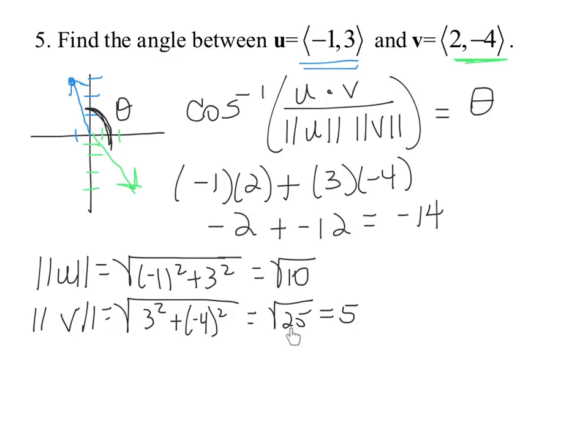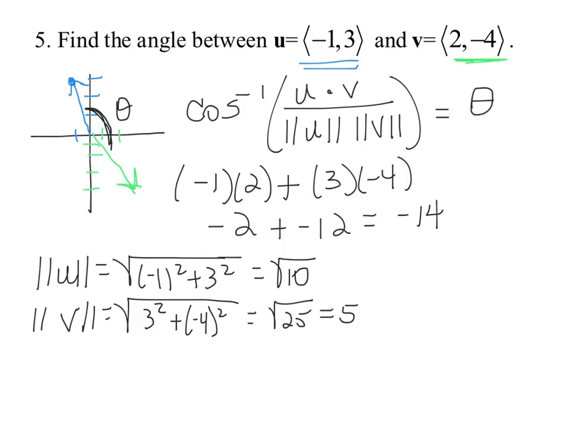So this is the square root of 25. I can go ahead and simplify that to 5, so I'm going to. It'll just make it easier for me. I don't need to keep that as the square root of 25. I could if I wanted to, but it doesn't really matter. It just simplifies it.